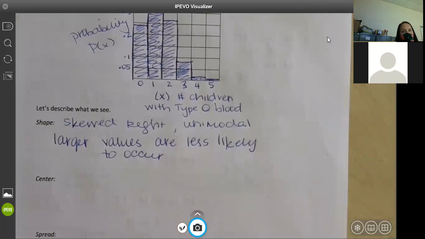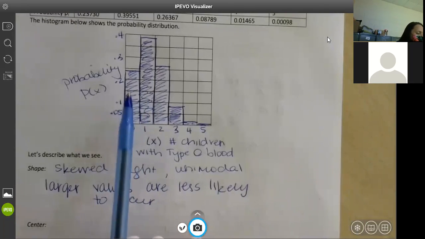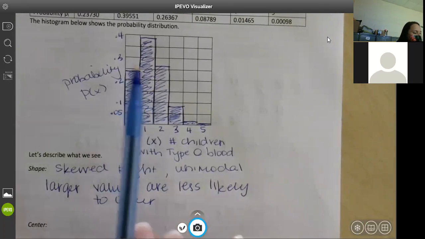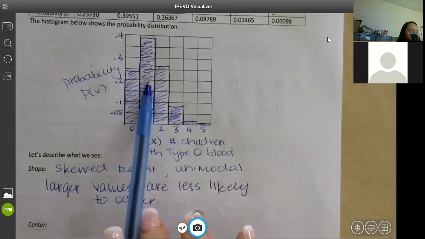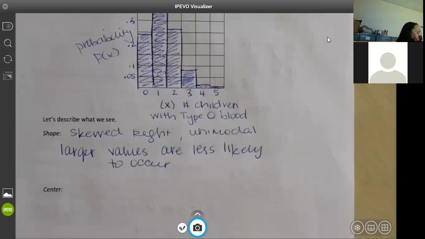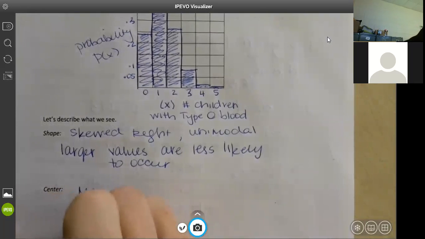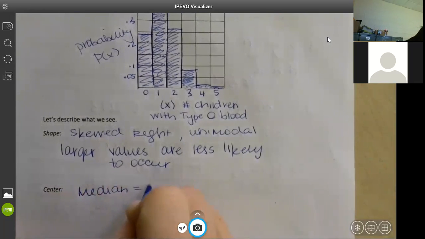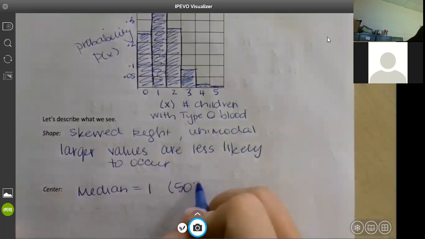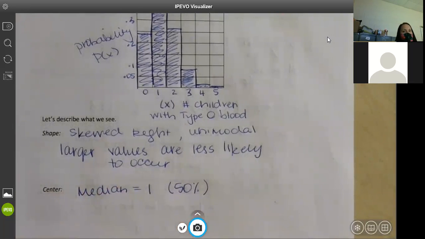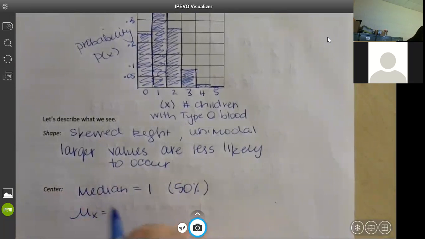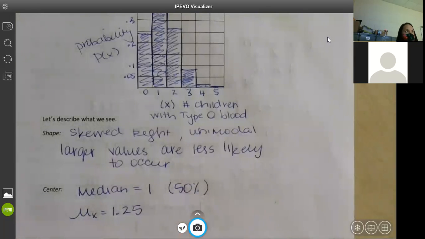Your center, you would need to find where 50% is. Since this one is 0.23, approximately 24%, and this one is 0.39, when we add that up, the 50% falls within here. So your median is actually 1 because it falls wherever that 50% is: 50% of the data below and 50% above. I think we've already found our mean. You guys know how to find it in your calculator doing L1, L2. It's 1.25, so I don't need to go over that.